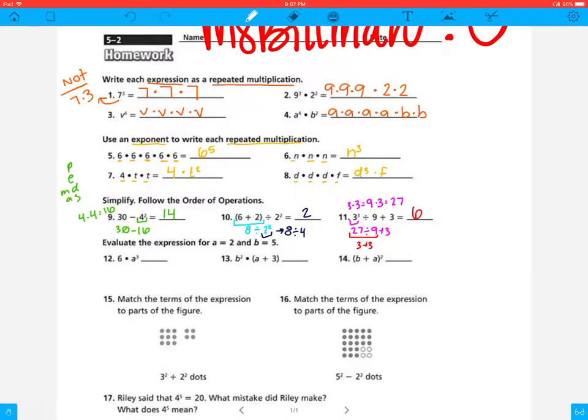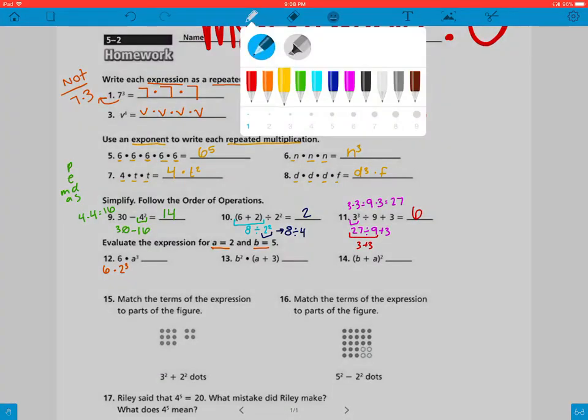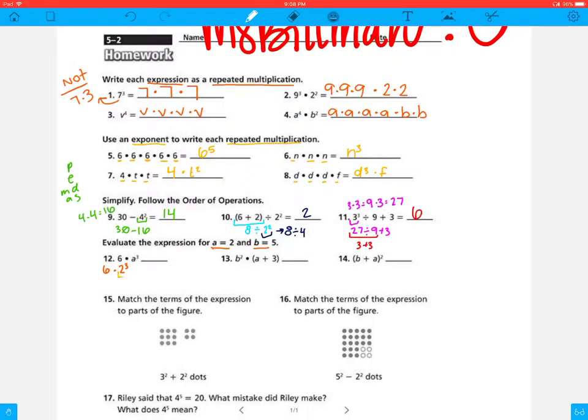Now I'm going to evaluate for a being 2 and b being 5. So I rewrite the expression 6 multiplied by 2 to the third power, because it's a. So I start with the exponents. So 2 to the third power is like saying 2 multiplied by 2, and that's 4 multiplied by 2 is 8. So 6 multiplied by 8 is equal to 48.